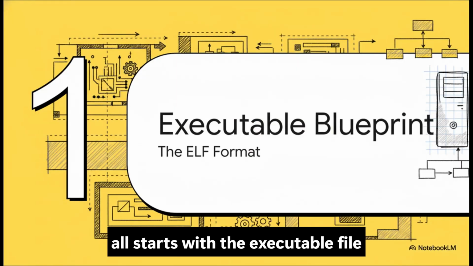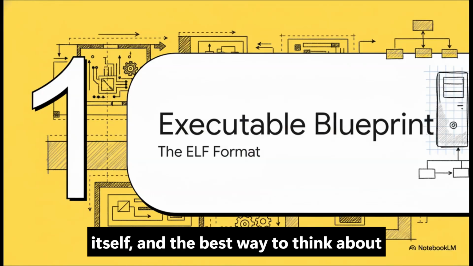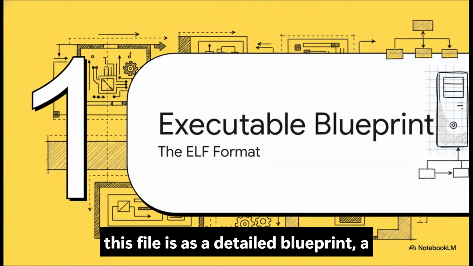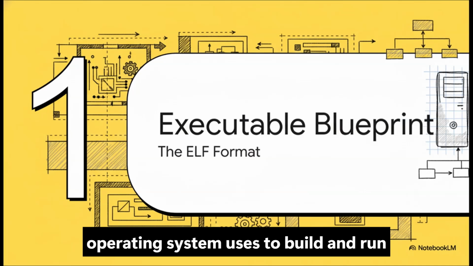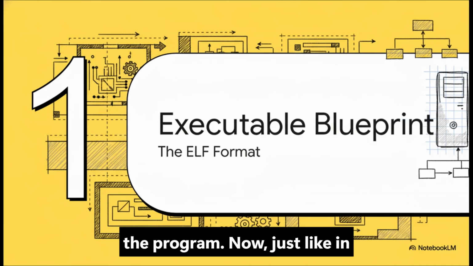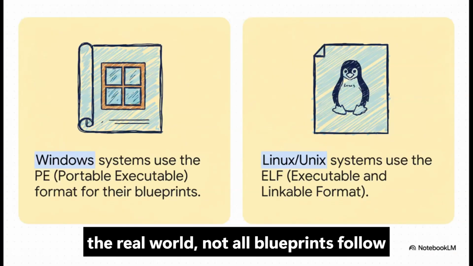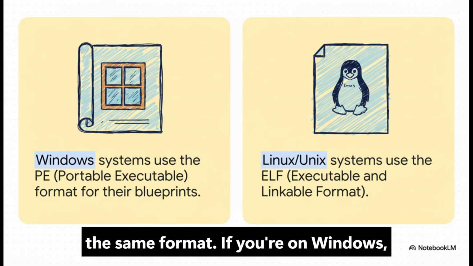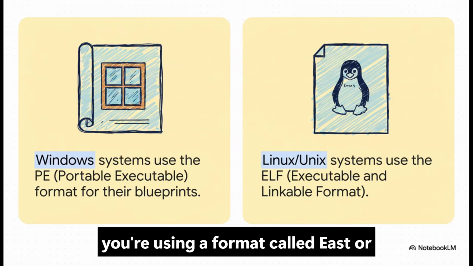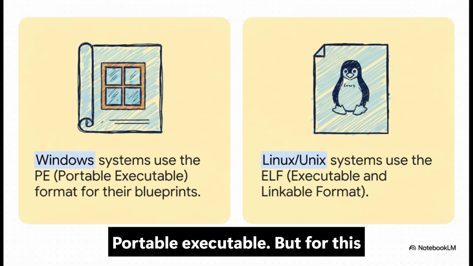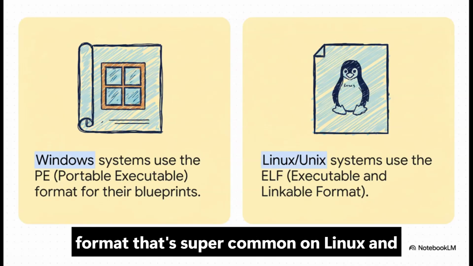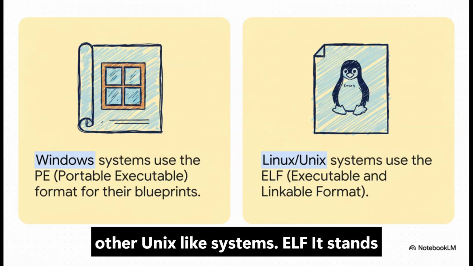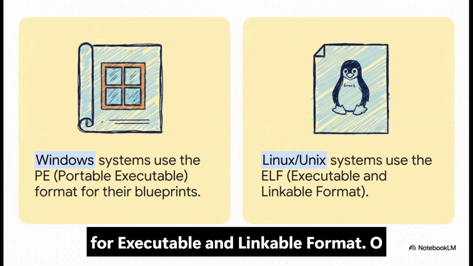Well, it all starts with the executable file itself, and the best way to think about this file is as a detailed blueprint, a complete set of instructions that the operating system uses to build and run the program. Now, just like in the real world, not all blueprints follow the same format. If you're on Windows, you're using a format called PE, or Portable Executable. But for this explainer, we're going to focus on the format that's super common on Linux and other Unix-like systems, ELF. It stands for Executable and Linkable Format.